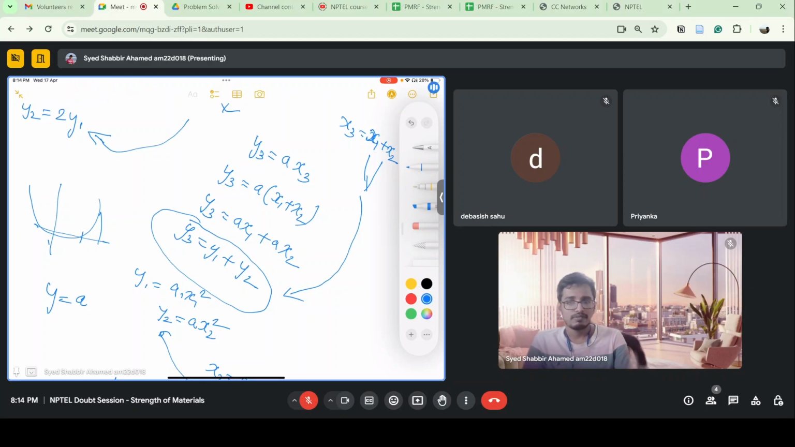Okay, so I think we have touched everything. I have tried to summarize everything. Individually, we have learned everything: torsion, bending, stress. But in an actual structure, everything can come in combined form.